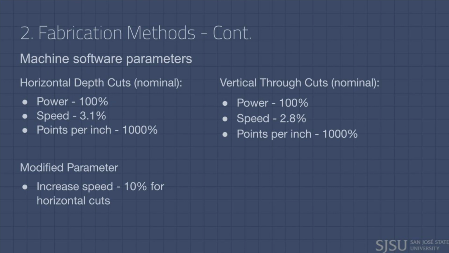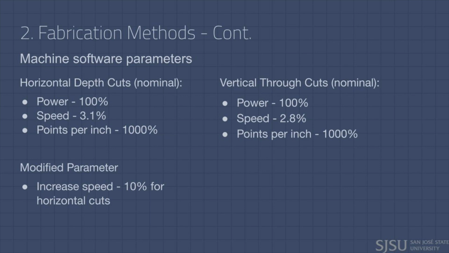For the horizontal depth cuts, in which we would mimic ion milling, we ran 100% power at 3.1% speed with a points per inch setting of 1,000. This created our first 40 controlled set, and then when we moved forward to the modified or altered set, we changed the speed parameter to increase to 10%.